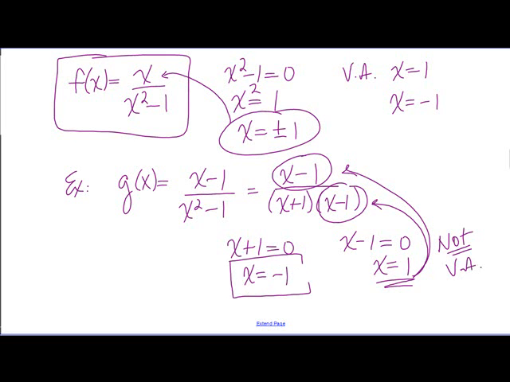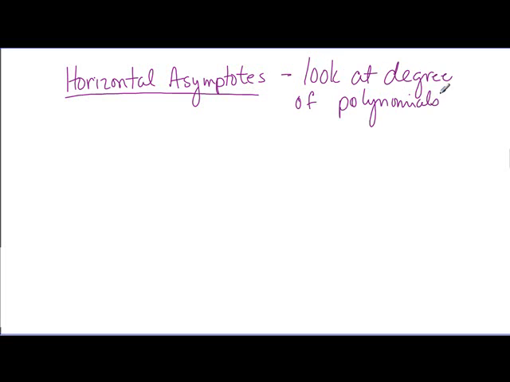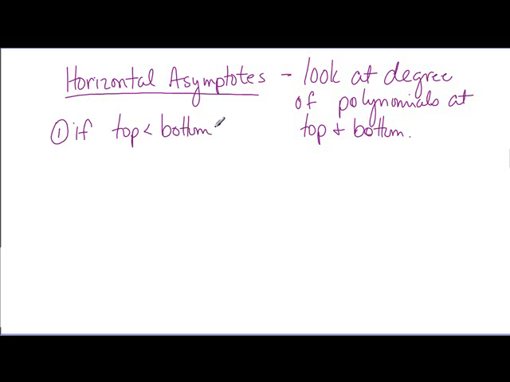Now we also need to talk about where horizontal asymptotes occur. Where does the graph kind of level off? To do that, you look at the degree of the polynomials in the top and the bottom. And this is what you look for. First, if the degree of the top is less than the degree of the bottom, then y equals 0 is the horizontal asymptote. You don't have to do any work, you just know y equals 0 is the horizontal asymptote.